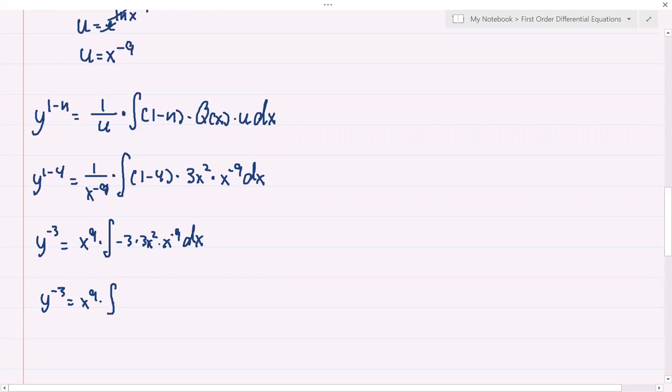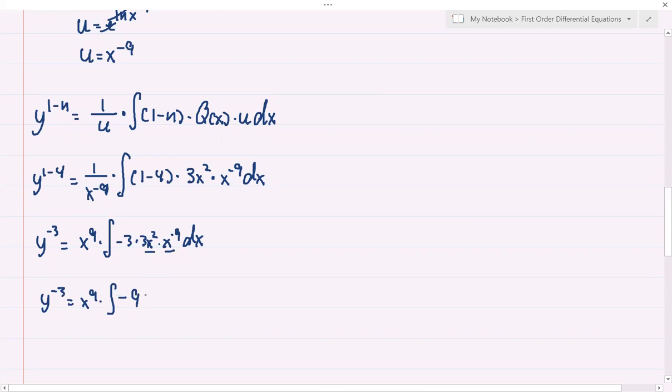So negative 3 times 3x squared, so we have negative 9x squared. So negative 9x squared times 9x raised to negative 9, so we have 9x raised to negative 7. So how come I got this result? First, I multiply the coefficients. Negative 3 times 3, I have negative 9.